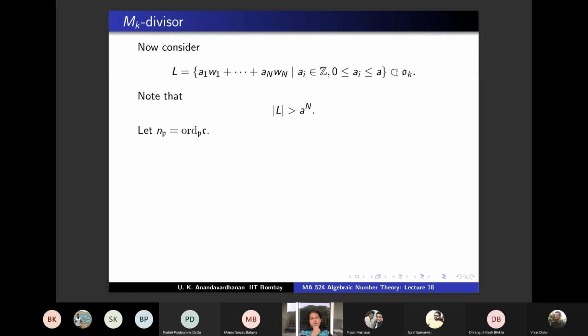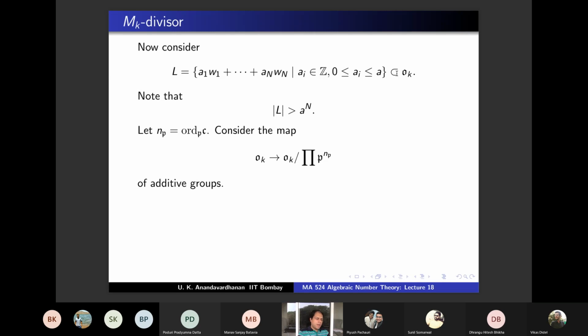And let NP be the order of C at P. You remember we can define order of C at P. Why? Because at each prime ideal, C is given by an element alpha, and order of C is nothing but order of alpha at P. So let's call it NP and consider the map from OK to the product of OK by P power NP, the obvious map, the quotient map. And this is the map of additive groups.